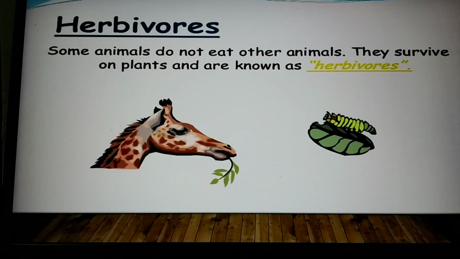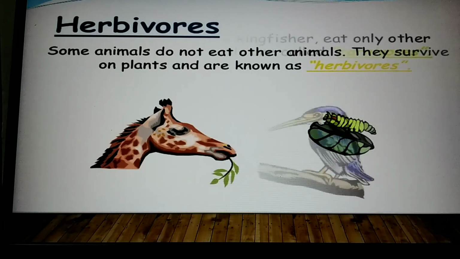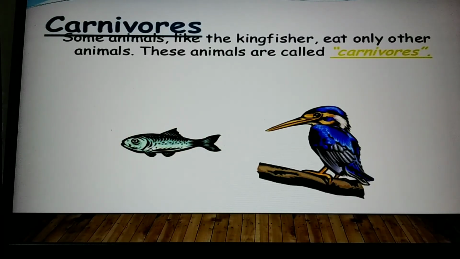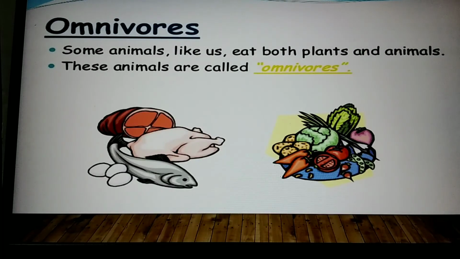Now, examples. Some animals do eat other animals, but some survive on plants and are known as herbivores. They do not eat other animals. Some animals, like the kingfisher, eat only other animals. These animals are called carnivores. Some animals, like us, eat both plant material and animals. These types of animals are called omnivores.